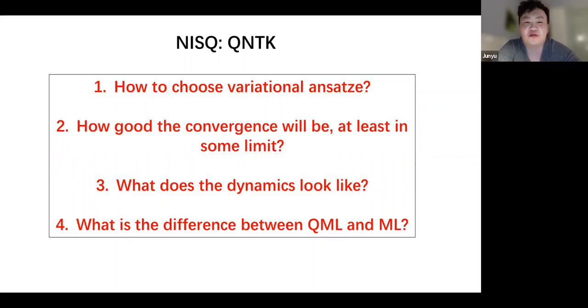And secondly, how good will the convergence be, at least in some limit, if we are going to use some classical optimization algorithms, especially gradient descent algorithms? And also, what does the gradient descent dynamics look like, how will it train over different numbers of iterations? And also, as I mentioned before, what is the difference between quantum and classical? These are generic questions about variational quantum algorithms, where I hope my theory of the quantum neural tangent kernel will answer some of those questions.